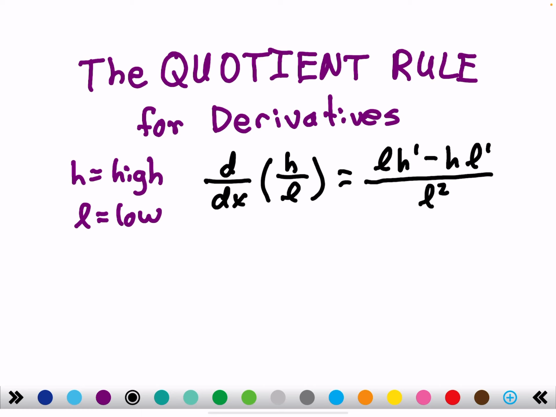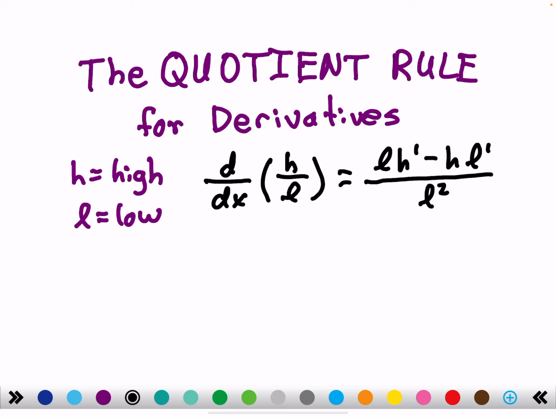This video is about using the quotient rule for derivatives. Remember that a quotient is a fraction. You have a function in the numerator divided by another function in the denominator. So in calculus, to take the derivative of a quotient, which is the answer to a division problem, you have to use the quotient rule.